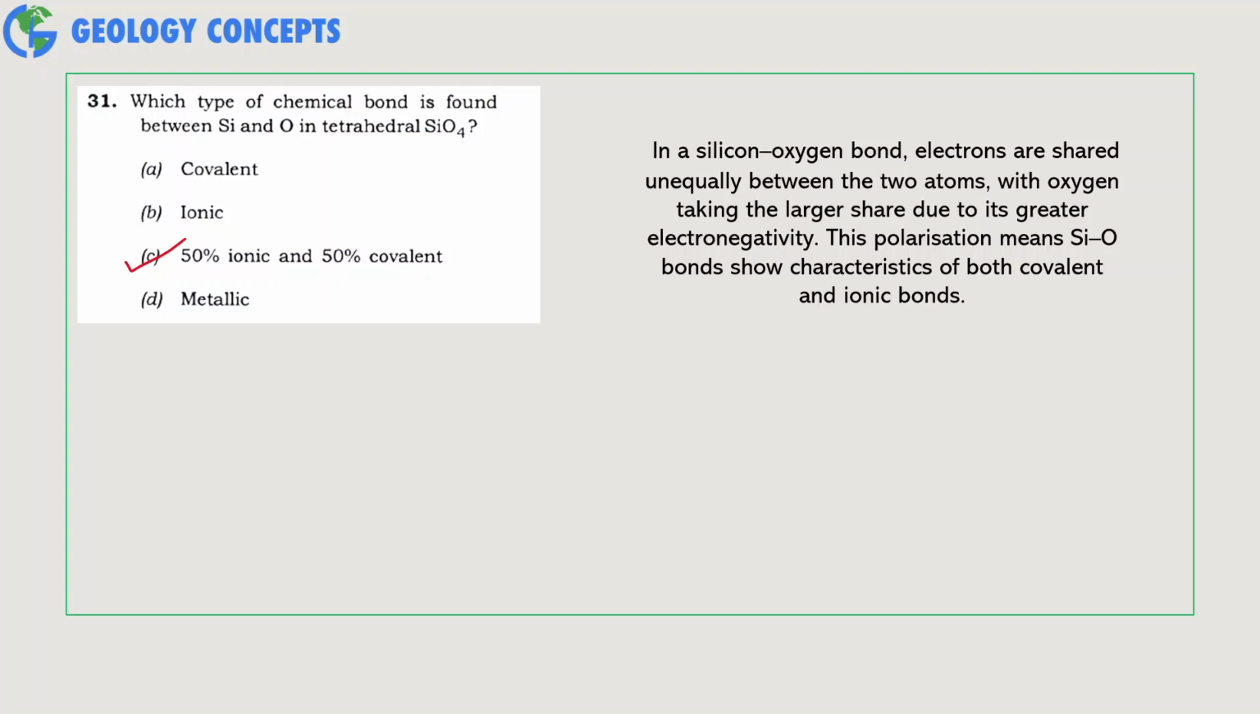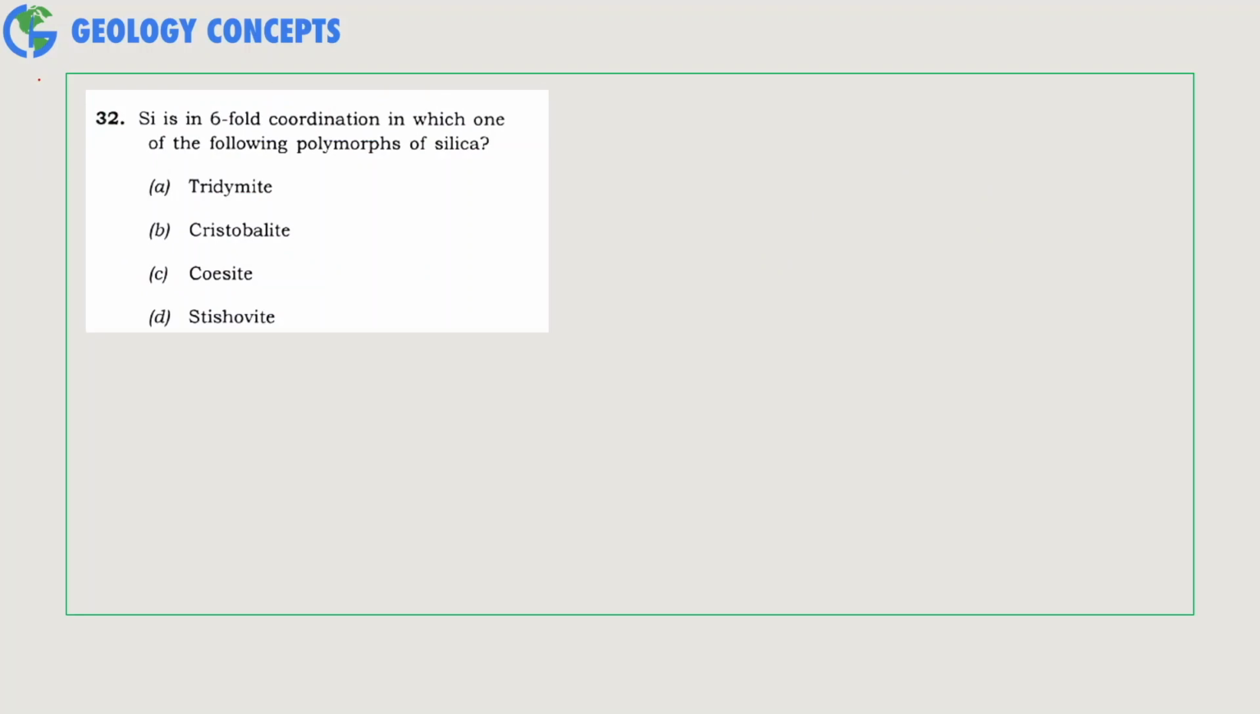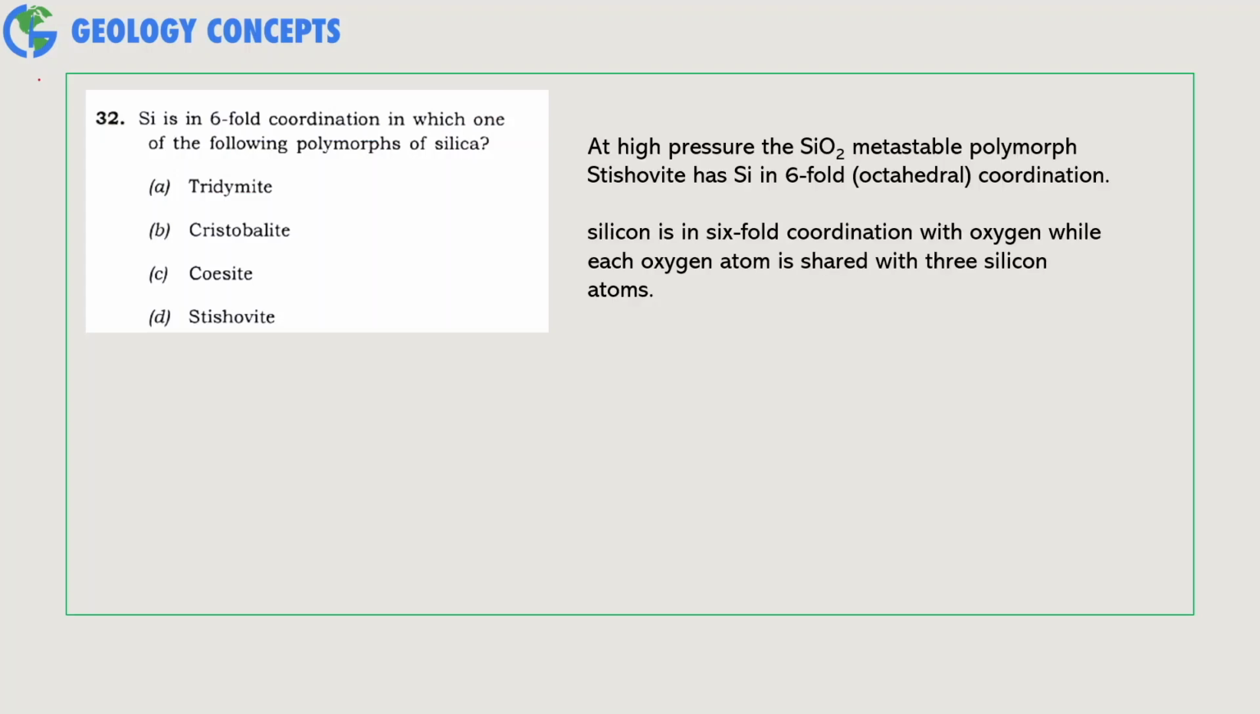Coming to the next question, silicon is in six-fold coordination in which one of the following polymorphs of silica? Rhodamite, cristobalite, coesite, stishovite. So usually silicon is in tetrahedral coordination with oxygen in silica, as you know, that is four-fold coordination. But at high pressure, in the SiO2 metastable polymorph stishovite, silicon is in six-fold, that is octahedral coordination, and each oxygen atom is shared with three silicon atoms. So option B will be the correct answer.